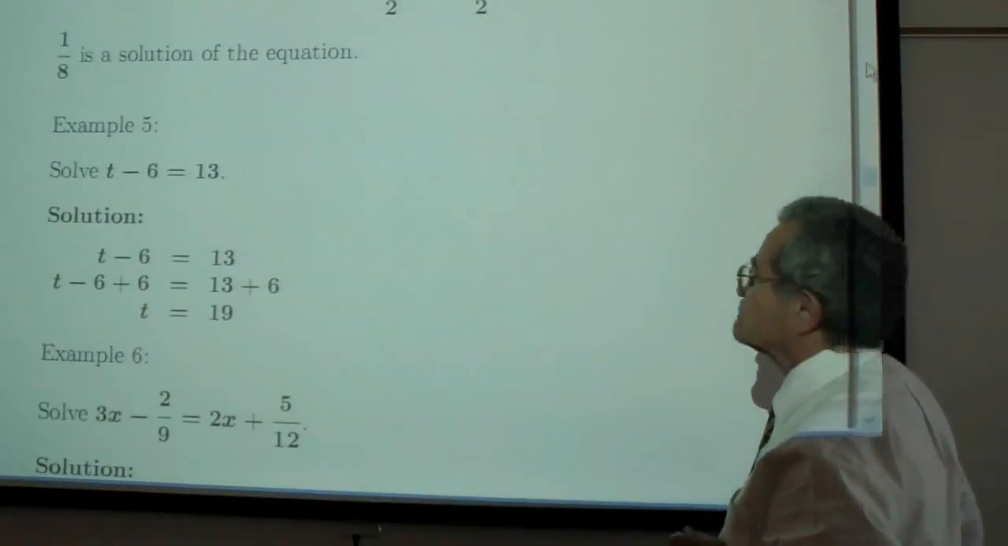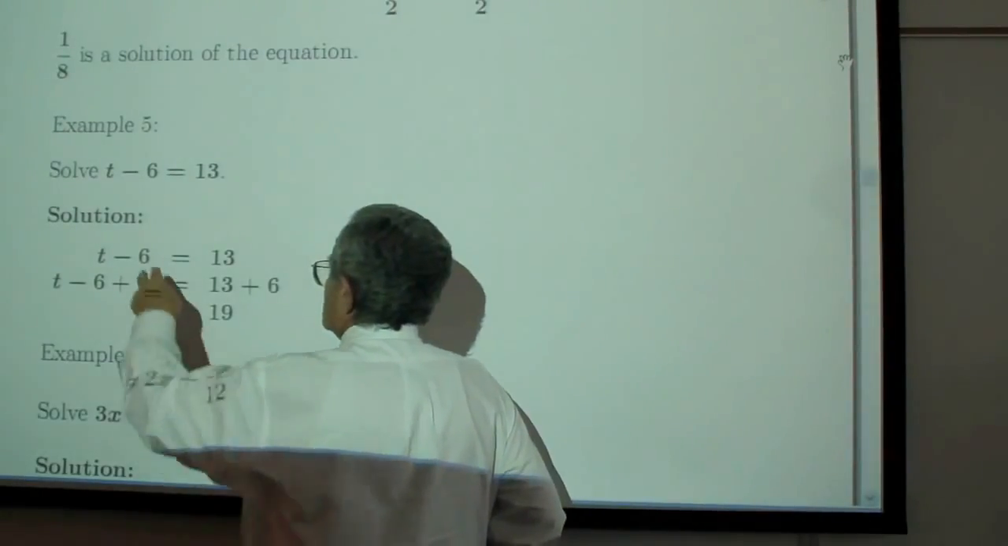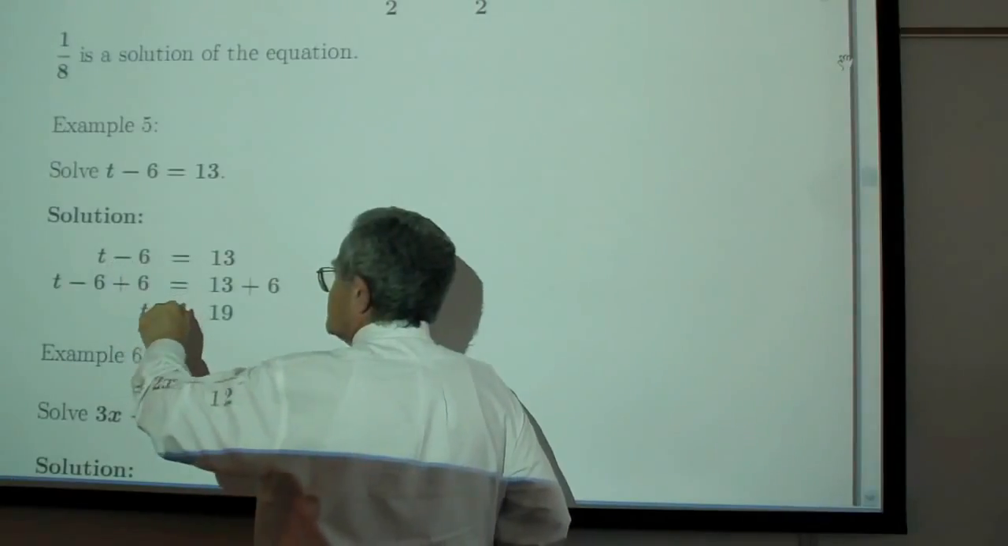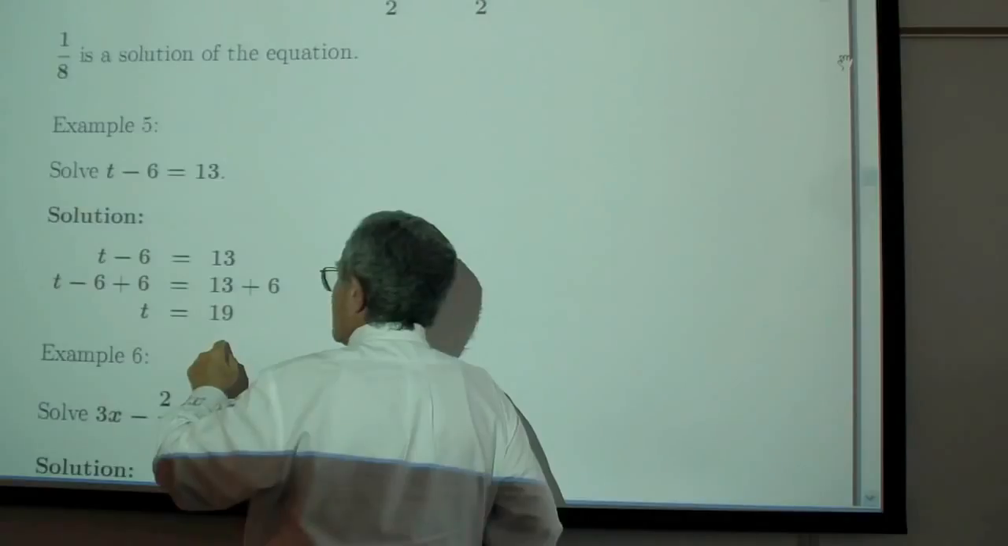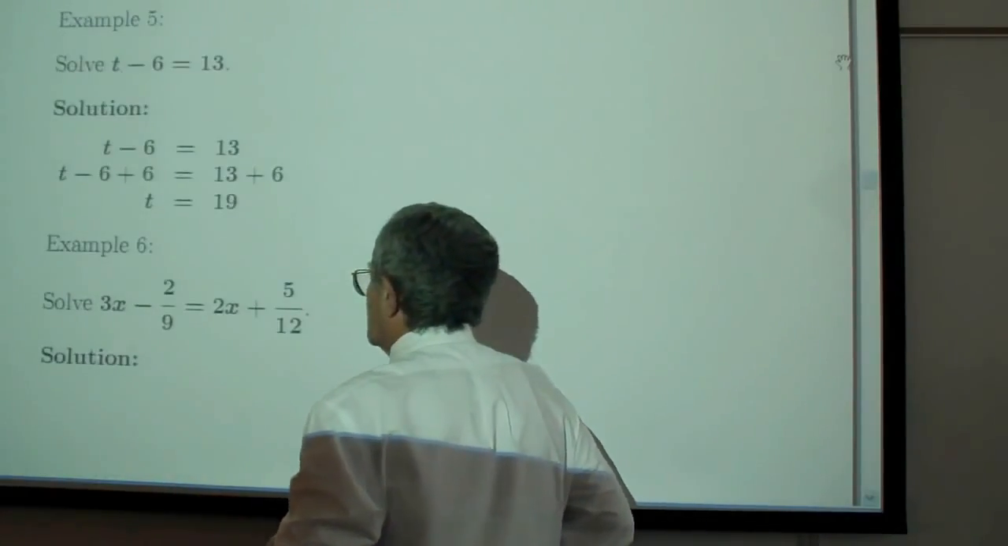Example 5. Solve t minus 6, which is 13. You want to have only unknowns on the left, so you want to get rid of the negative 6. You undo subtraction by addition. You add 6 to both sides, you get t plus 0, which is just t equals 19.